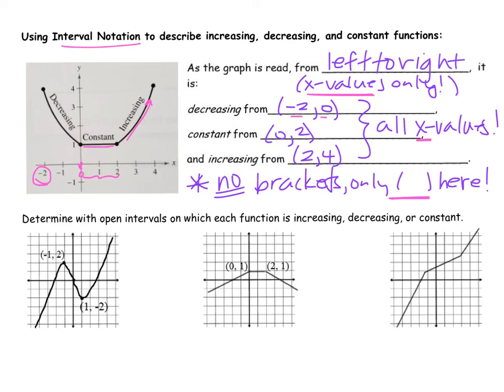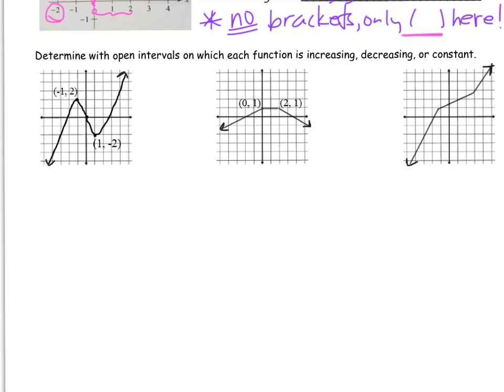So let's see if we can apply that to these pictures down below. Feel free to add the arrows on the left side and right side for each of these. It says determine with open intervals. Again, that's going to indicate parentheses only, no brackets, on which each function is increasing, decreasing, or constant. So we're going to go from left to right. Starting over here on the left, as you go towards the right, the graph is going to be increasing. So it's increasing until it caps out right here at the top.